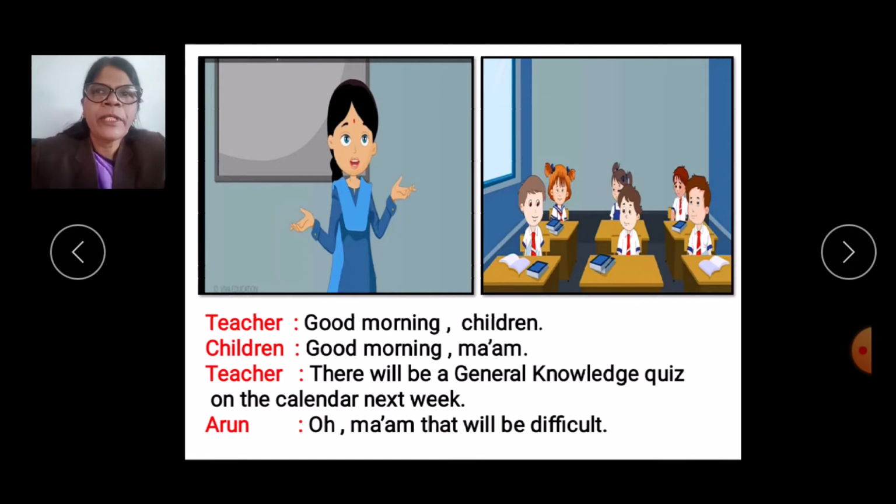Repeat after me, children. Teacher: Good morning, children. Children: Good morning, ma'am. Teacher: There will be a general knowledge quiz on the calendar next week. Arun: Oh ma'am, that will be difficult. So you see, children, Arun just got up and said, oh ma'am, that will be very difficult.